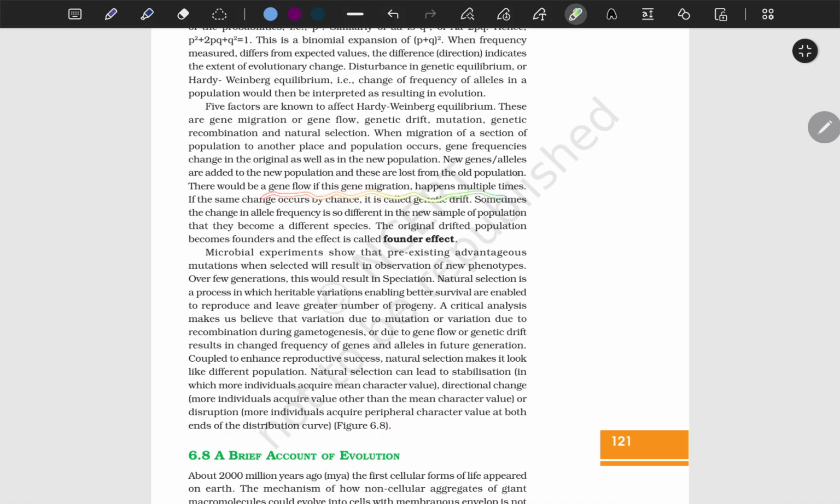So if the gene flow occurs due to gene migration happening multiple times and it is occurring by chance, this is called genetic drift. Sometimes the change in the allele frequency is so different in the new sample of the population that they become of different species. The original drifted population becomes the founders and the effect is called founder effect.